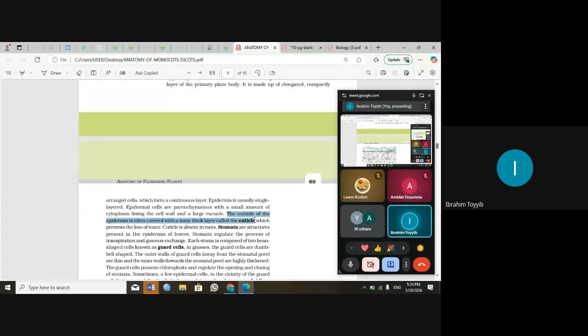The outside of the epidermis is often covered with a waxy thick layer called what? Cuticle. This is one of the structures that plants in deserts use to prevent loss of water through transpiration. Who can give me an example of a plant that we can find in the desert? Like cactus plant. Yes, cactus plant. They have a waxy cuticle to prevent loss of water.